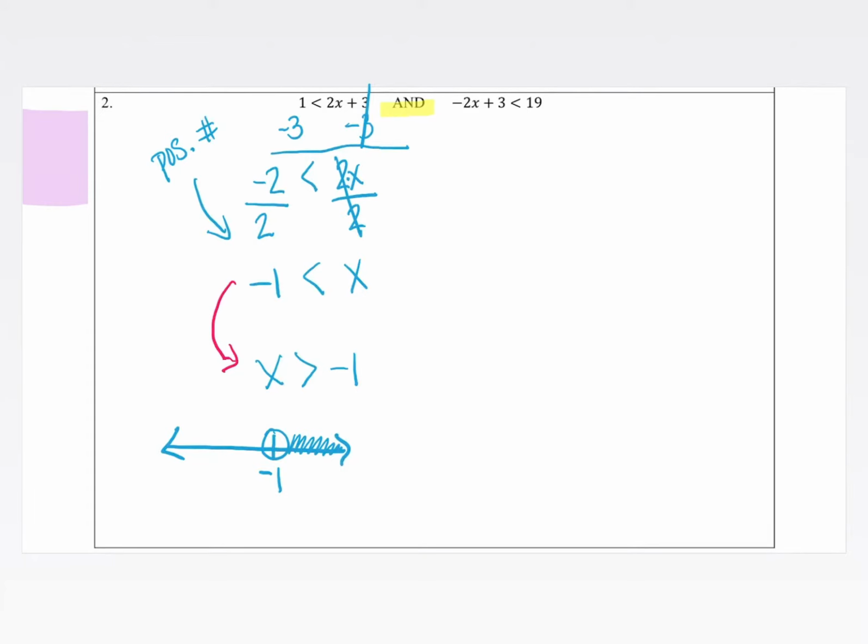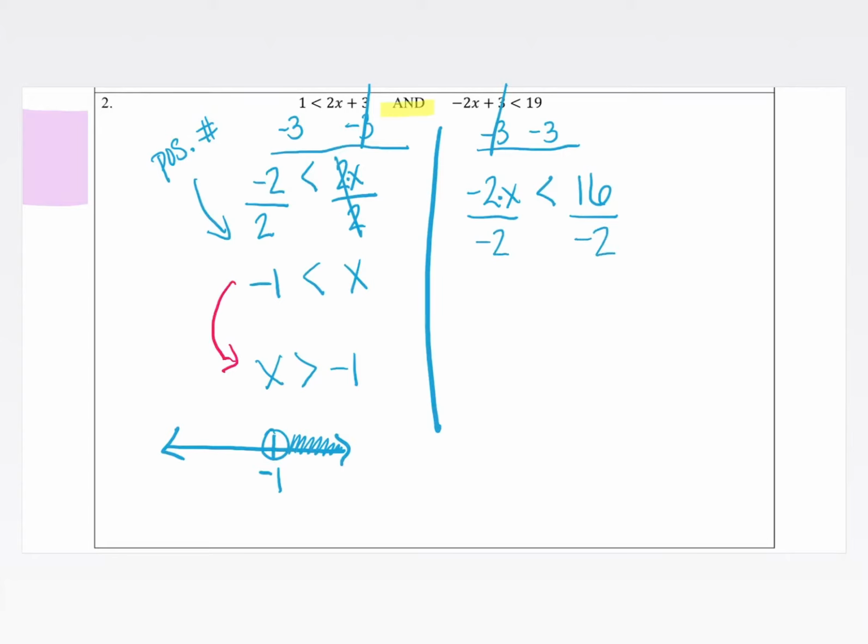Okay, on the other side, we have negative 2x plus 3 is less than 19. So we're going to isolate x again, first by subtracting 3 from both sides. We have negative 2x is less than 19 minus 3, which gives us 16. Then we want to isolate x, so we're going to divide. Since we see multiplication, we're going to do division. Both sides by negative 2. Now here we are dividing by a negative number. So instead of x is less than negative 8, it changes to x is greater than negative 8. So we have to flip.